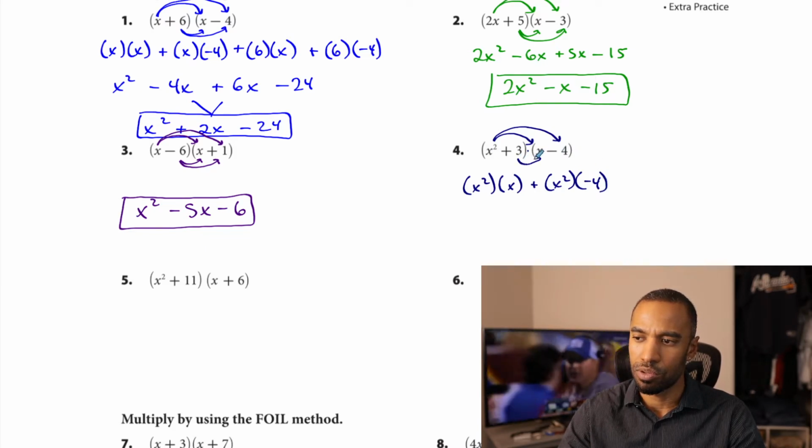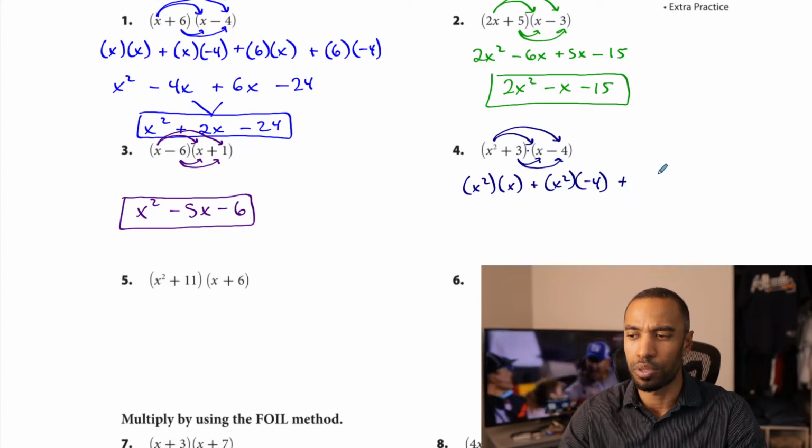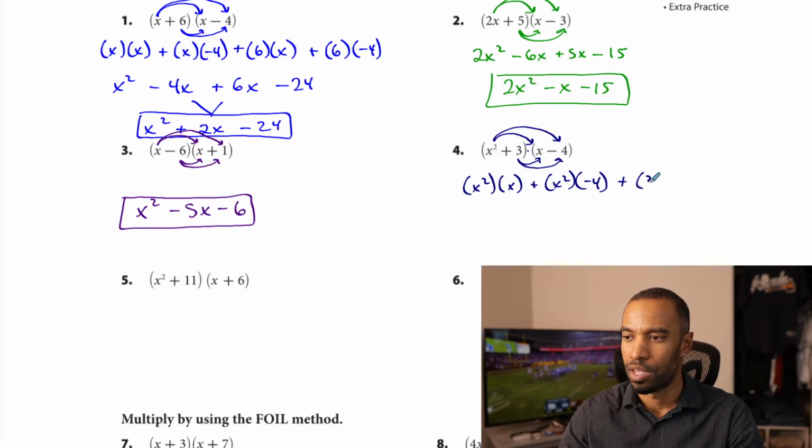And now let's take the 3 and do the same thing. Again, no different from before, only now with an x squared. I'm just going to be careful with the numbers. I want to make sure you know how to multiply the things with extra exponents, things like that. 3 times x and 3 times negative 4.